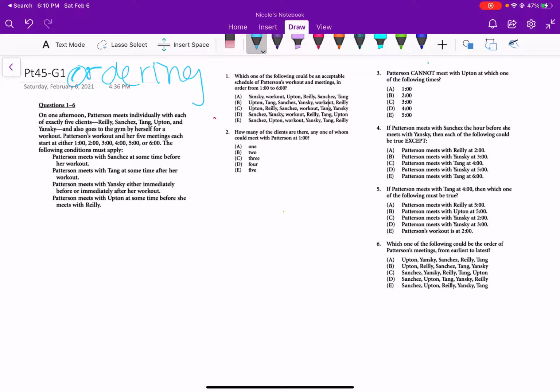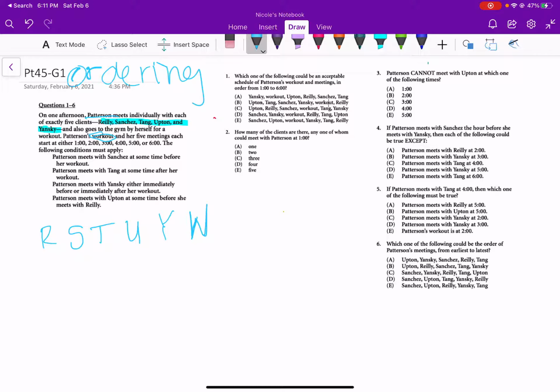So we have one afternoon, Patterson meets individually with one of exactly 5 clients, R, S, T, U, and Y. So I'm going to go ahead and write those down to practice putting my pen on paper. So we have R, S, T, U, and Y. And she also goes to the gym by herself for her workout. So we're also going to have a W just for Patterson's workout. So W is going to stand for Patterson's workout.